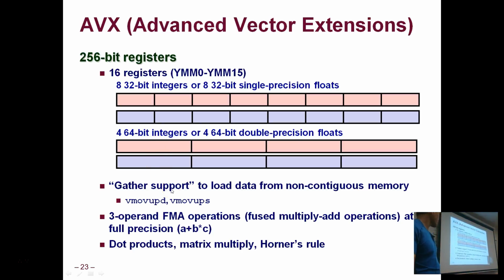Okay. There's also what's known as gather support to load memory from non-contiguous memory. So this is where the UPD came from. So this vectorized move UPD says, give me 256 bits of doubles and load it into the register. Okay. The other thing that it added was this fused multiply add operation. So if you're doing something like this, where you have some accumulator and you're adding a product of B times C to it, this can be done in a single instruction. So this is your homework, basically.